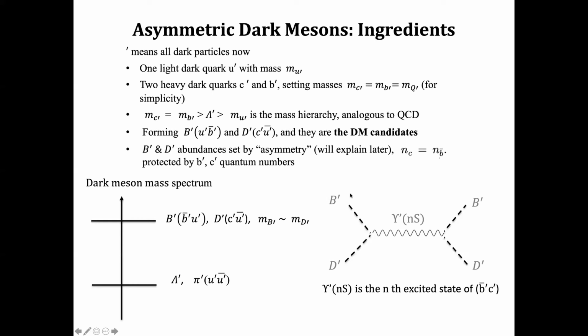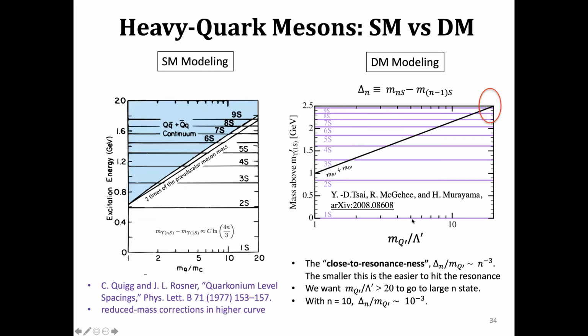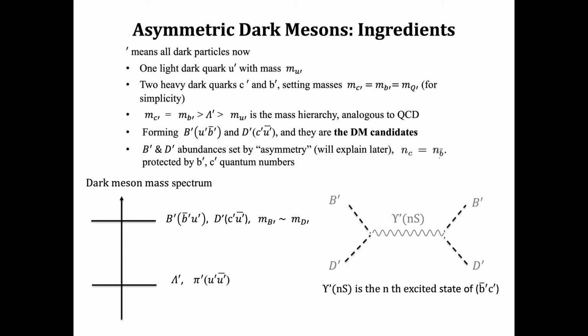And now you have B prime, D prime scattering to upsilon Ns. And the N is again decided by how large your MQ is. So we want the N to be as large as possible and MQ to be as large as possible. Okay, so that's the setup.